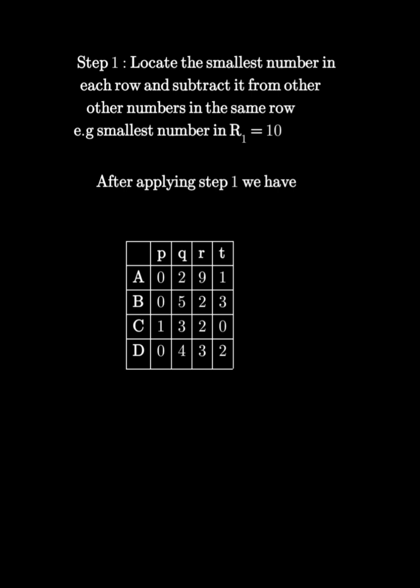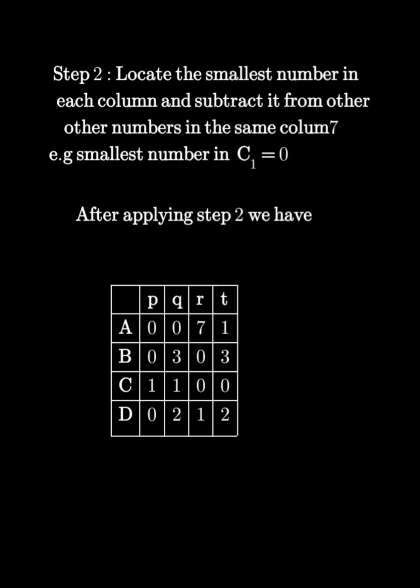We do the same thing for row 3. We also do the same thing for row 4. So by doing that, we have our table. We use column operation as our step 2. By column operation, we are going to use the same approach we use in row operation. We check all of the columns, locate the smallest number, and subtract it from the respective numbers in each column.